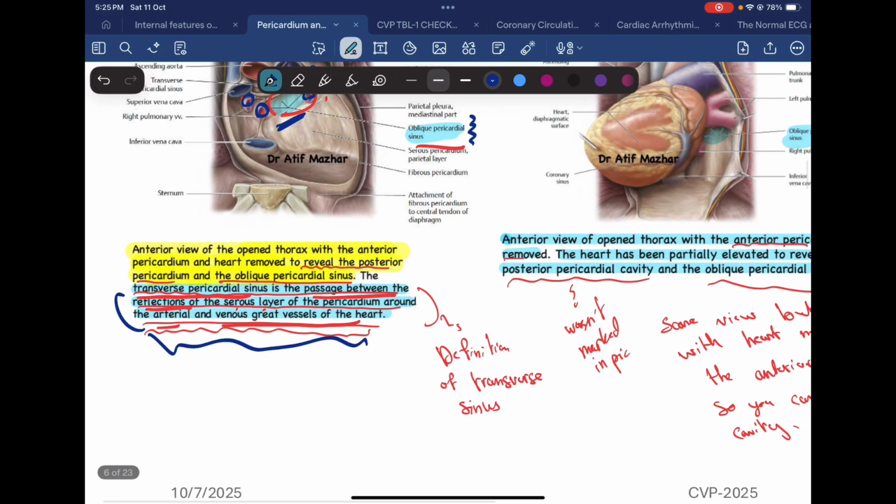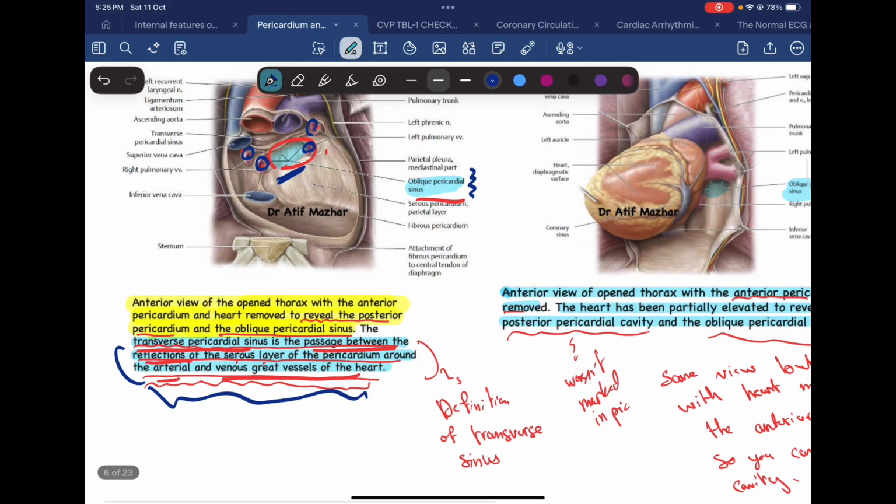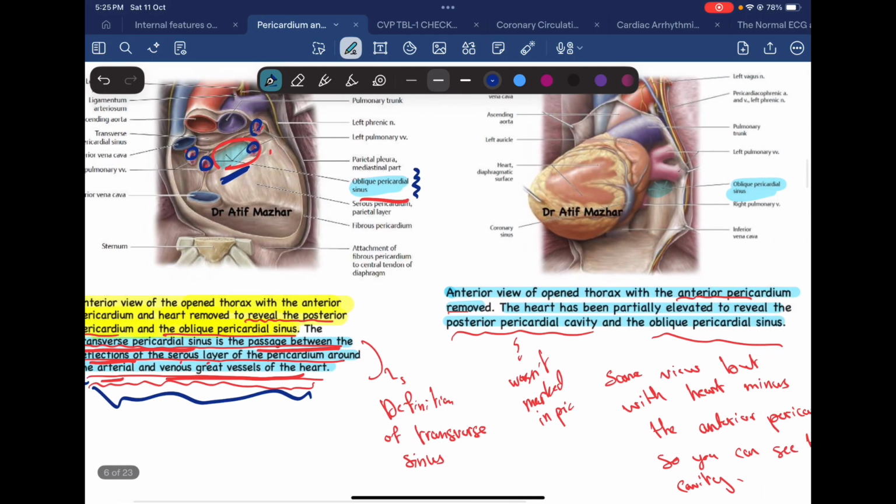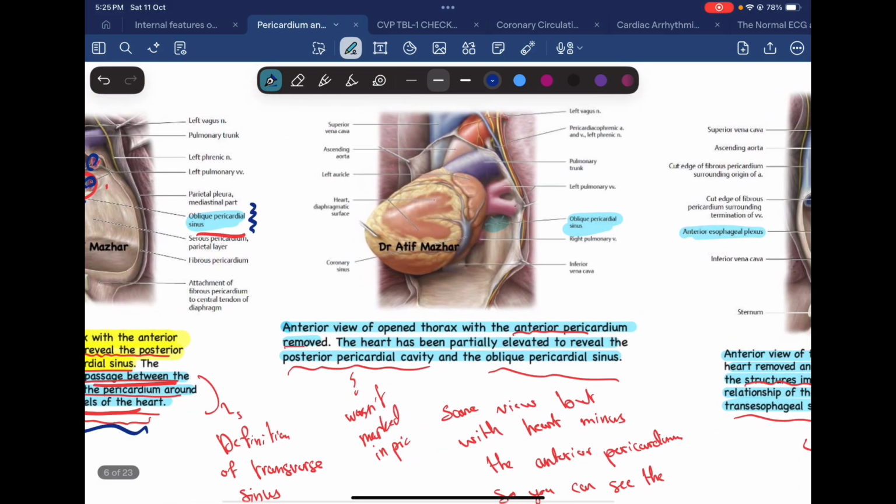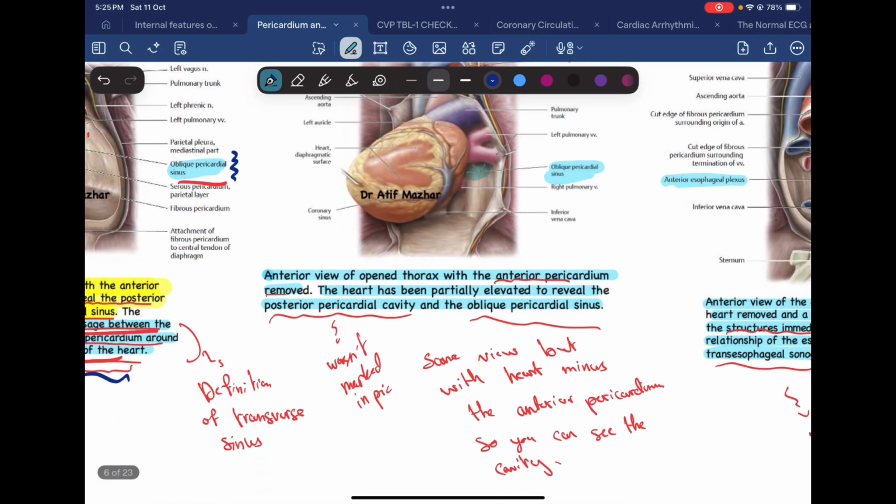It's basically the passage between the reflections of serous layer of the pericardium around the arterial and venous great vessels of the heart. Just keep the definition in mind. You might be asked about it in the TBL or in the final.